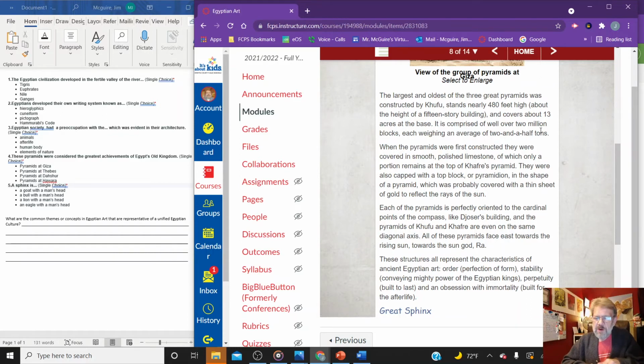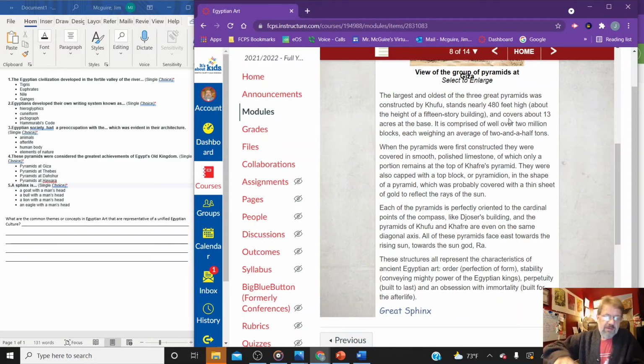Each of the pyramids is perfectly oriented to the cardinal points of the compass, like Djoser's building, and the pyramids of Khufu and Khafre are even on the same diagonal axis. All the pyramids face east towards the rising sun, towards the sun god Ra. These structures all represent the characteristics of ancient Egyptian art: order, perfection of form, stability, conveying the mighty power of the Egyptian kings, perpetuity, built to last, an obsession with immortality, built for the afterlife.